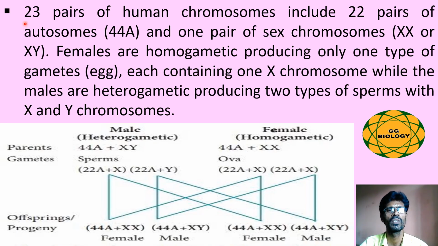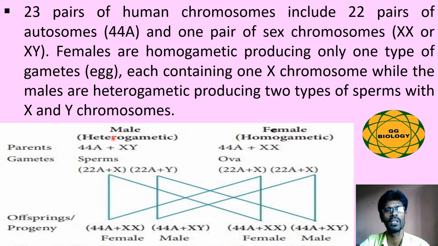Human beings consist of 23 pairs of chromosomes, out of which 22 pairs are autosomes or body chromosomes, and one pair of sex chromosomes are the allosomes. The allosomes may be of XX or XY type. Usually females are homogametic, producing only one type of gamete or egg, each containing one X chromosome, whereas the males are heterogametic, producing two types of sperms with X and Y chromosomes.